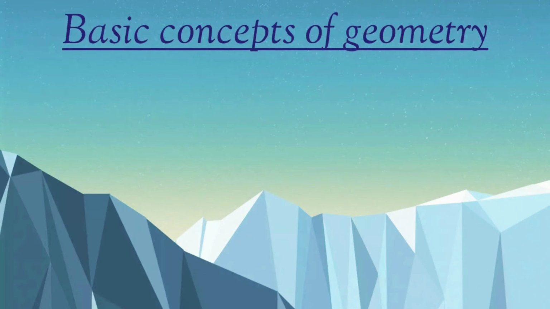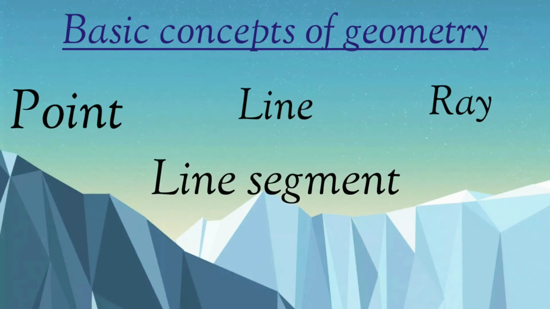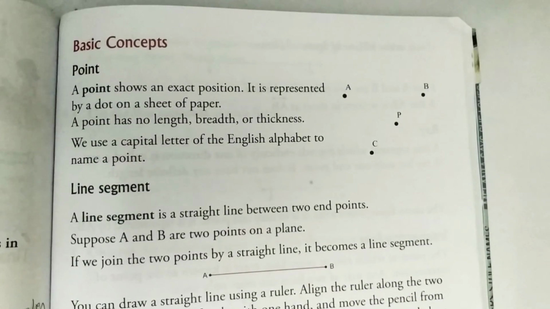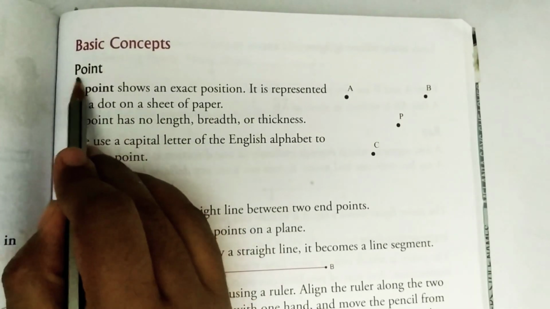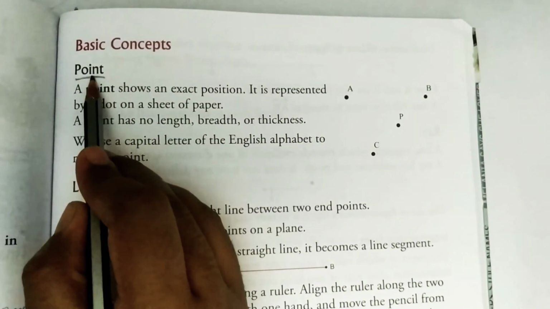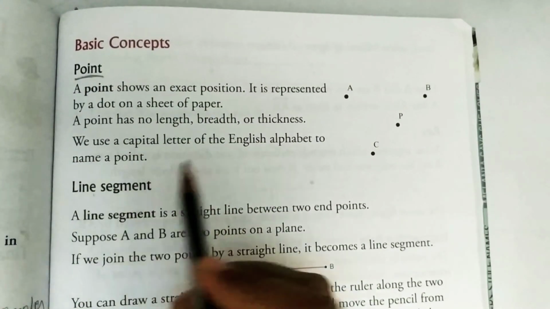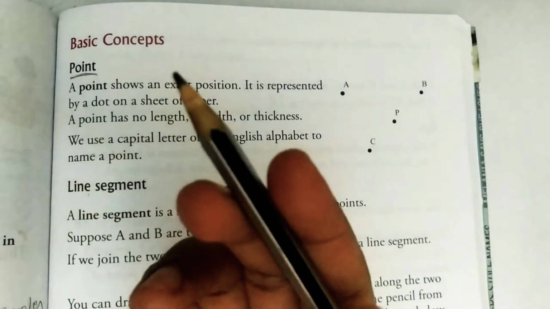Now let's begin with the next topic, that is the basic concepts of geometry. We will firstly cover the first 4 basic concepts, that is about point, line segment and ray. So let us know them in detail. In geometry, there are various basic concepts. It includes points. So point is the basic. Okay. From points we get lines and then line segments and various other shapes.